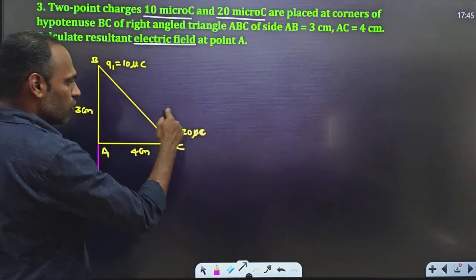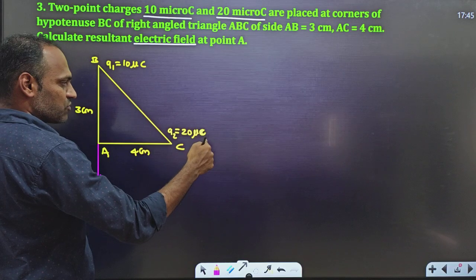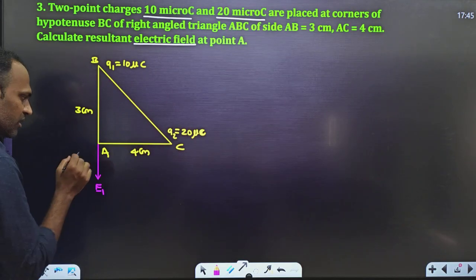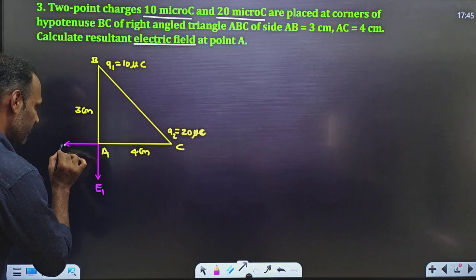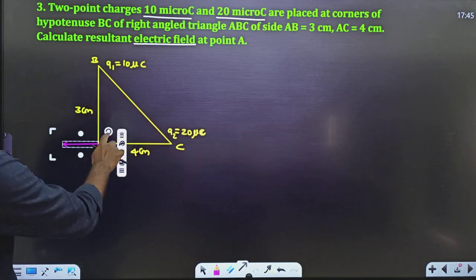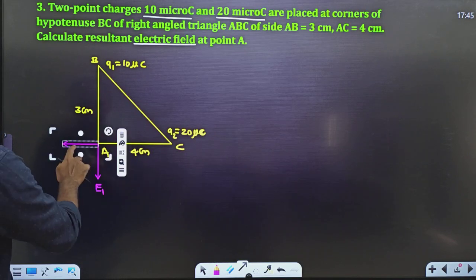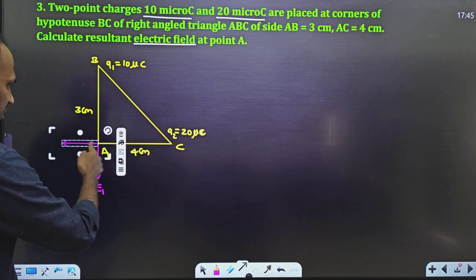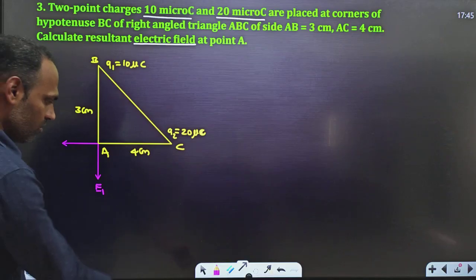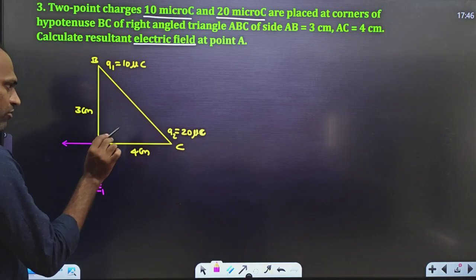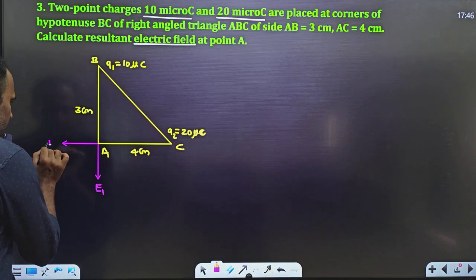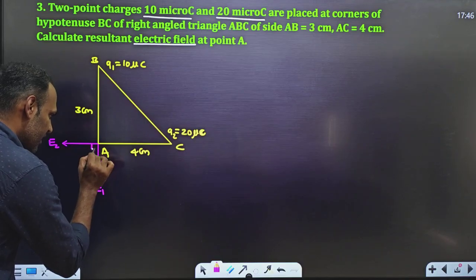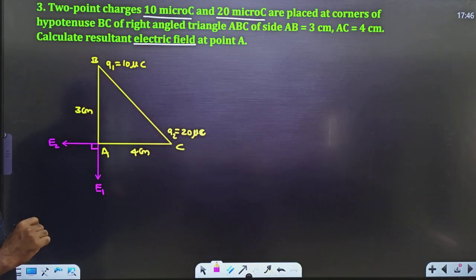Similarly, what about Q2? Q2 is also a positive charge, plus 20 microcoulomb. So for a positive charge the electric field is outwards, away from the charge. So I will show that electric field here. Okay. So this is the electric field, right? Exactly along that line only it will be. Then the AC line, okay. So along that straight line only it will be acting. So this is E2. Angle between E1 and E2 is 90 degrees. They are perpendicular to each other.